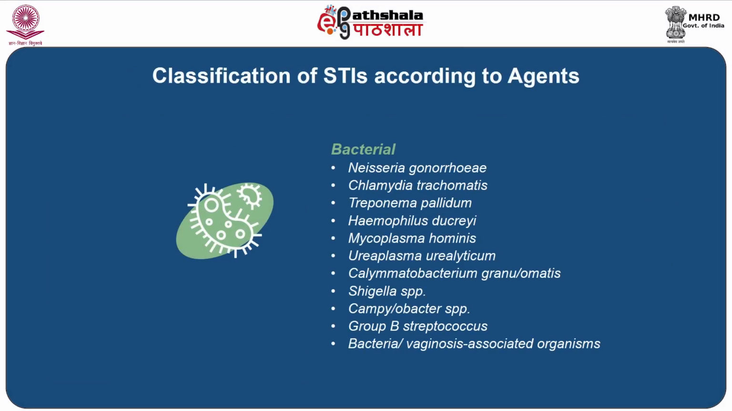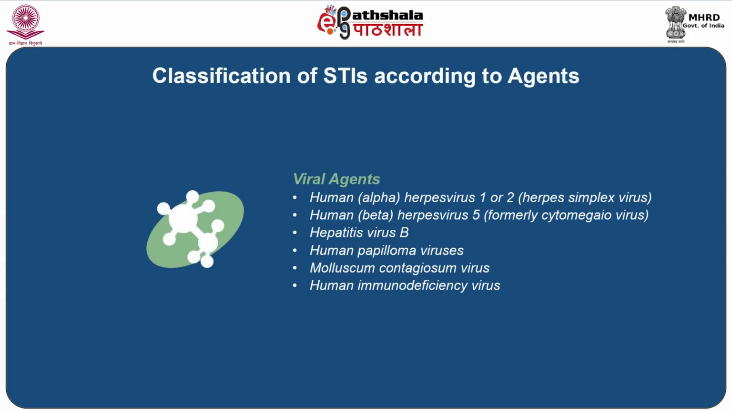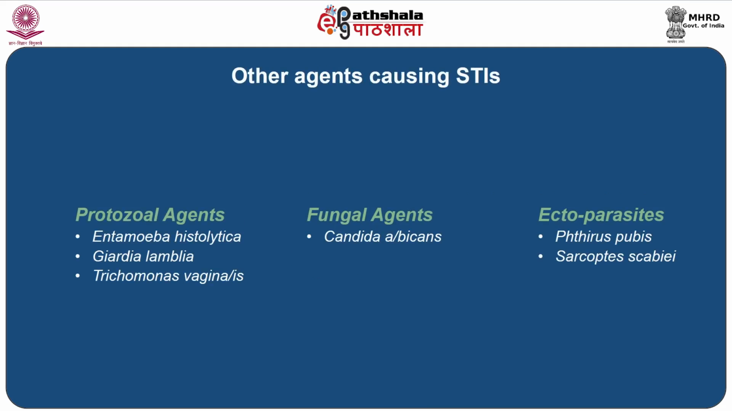STIs may be classified according to the agents that spread them. For example, if we look at bacteria, some of the common organisms that spread STIs are Neisseria gonorrhoeae, Chlamydia trachomatis, Treponema pallidum, etc. Some of the viral agents are human herpes virus 1, human herpes virus 2, which is herpes simplex virus, human herpes virus 5, which is also called cytomegalovirus, hepatitis B virus, human papillomavirus, HIV, etc. Some of the protozoal agents are Entamoeba histolytica, Giardia lamblia, and Trichomonas vaginalis, along with fungal agents like Candida albicans. Some of the ectoparasites also spread STIs.